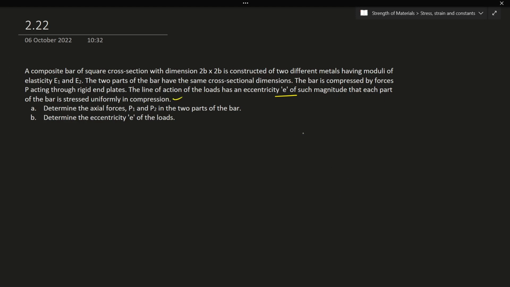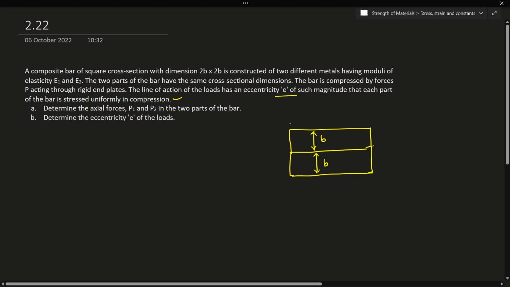Now they are talking about a composite bar of two metals. So let me just draw a schematic for that. Since they have said that it has the same cross-sectional area, I'll be drawing it like this. The dimensions here would be 2b cross 2b, so this entire bar length would be 2b. I'll individually say that this length is b and this length is also b.